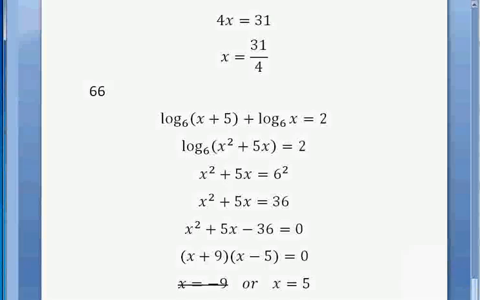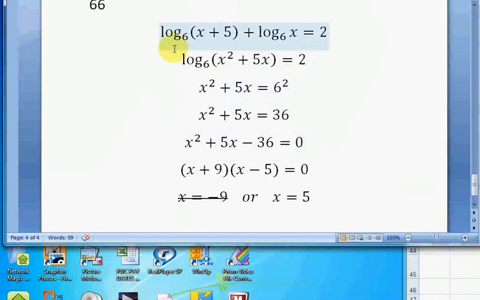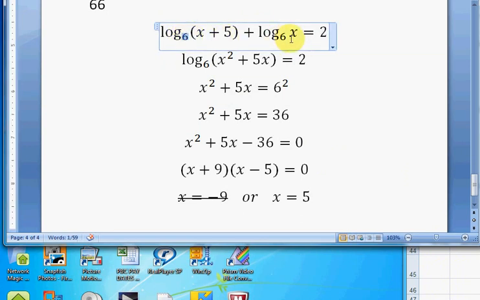My next example, let me get it onto the screen for you. Here we go. Log base 6 of (x plus 5) plus log base 6 of x equals 2. This is a really nice problem in that, when dealing with logarithms, I can combine multiple logs into single logs as long as they have the same base. Notice it's base 6 here and base 6 there. So when I'm adding logs, that's the same as making a single log and multiplying the stuff that's inside. So I made this log base 6 of (x plus 5) times x, which was x squared plus 5x.